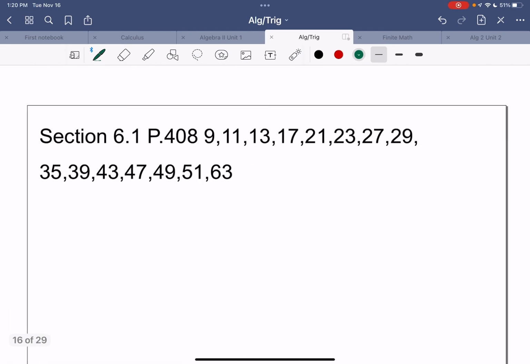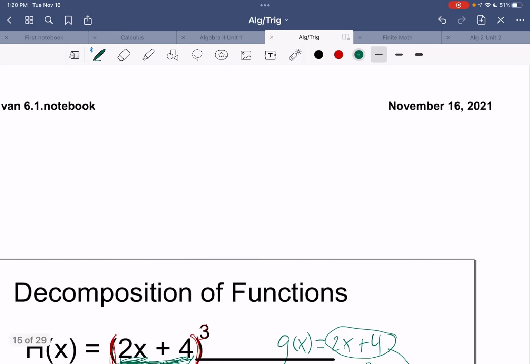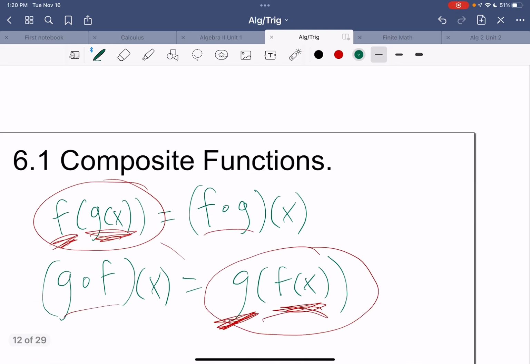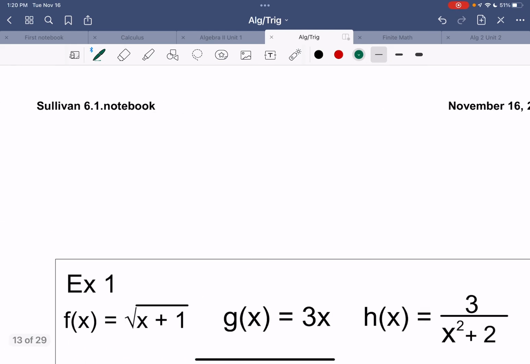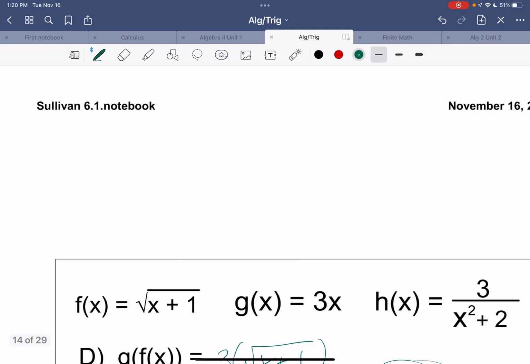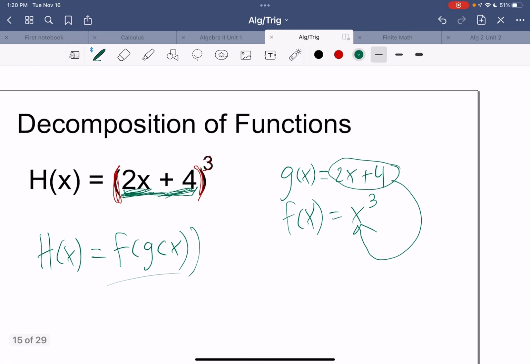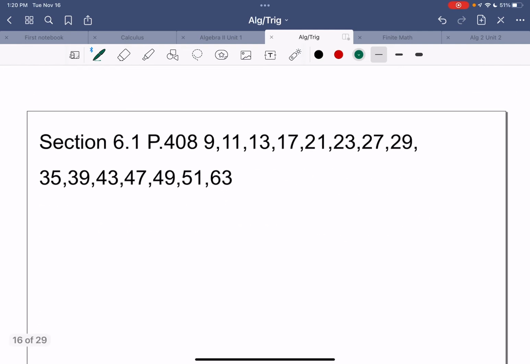Here's the assignment. I'll demonstrate a couple of them to begin with, but let's see, flipping back through here. So there's the notation. You can do this with numbers. You can put functions inside of functions, or you can split the functions up and talk about an inside function and an outside function. All right, there's the assignment.